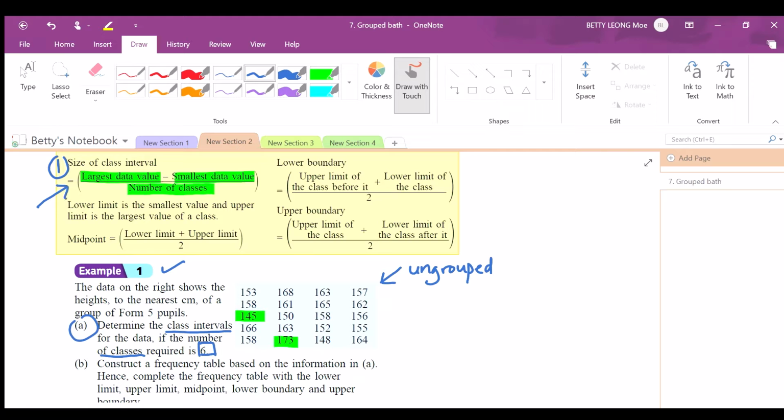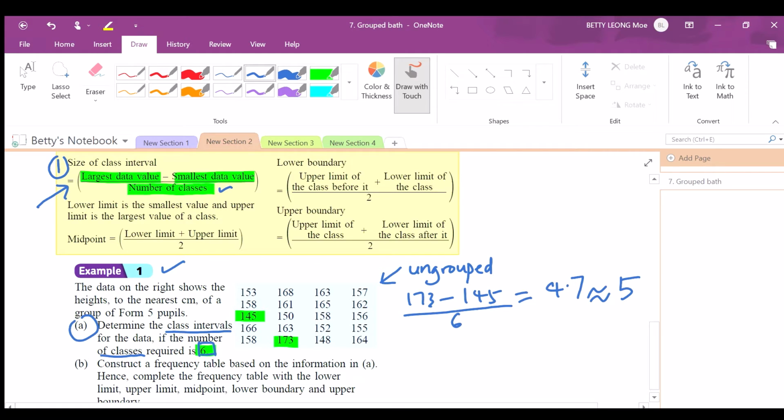So you just use this formula. Largest 173 minus smallest 145, divided by the number of classes, which is 6, because the question wants you to have 6 classes. So you divide by 6 and you get 4.7. But the size must be a round number, so you have to round it to 5.